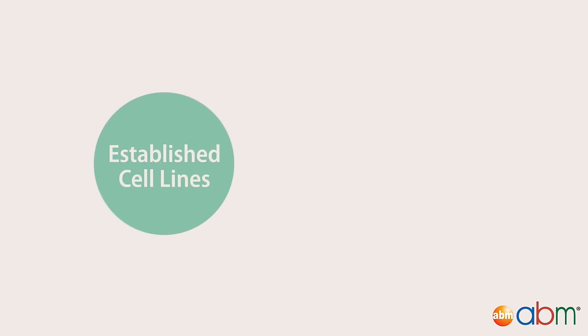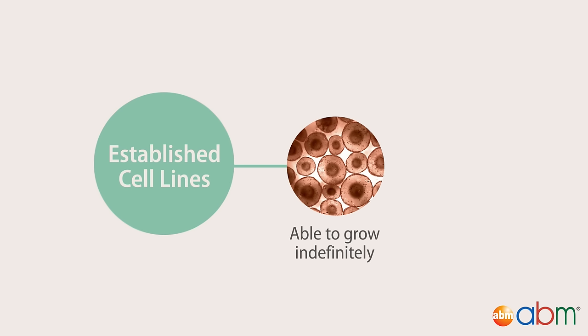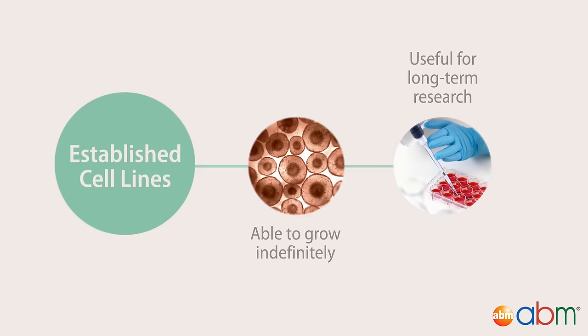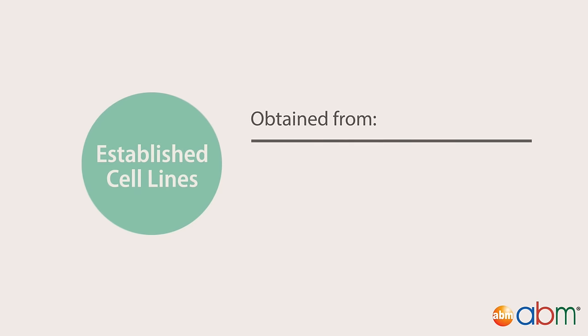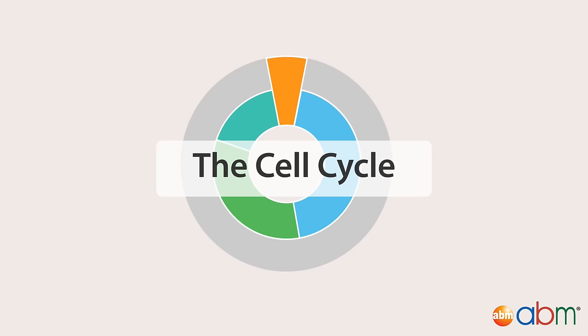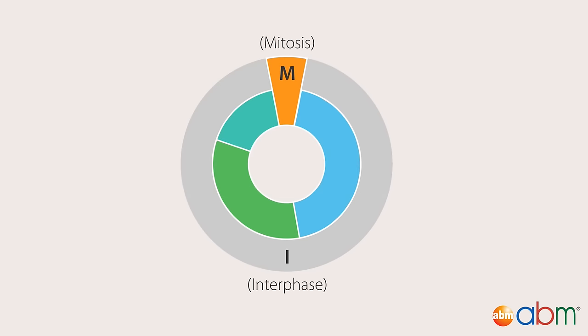Established cell lines, on the other hand, are able to escape the normal constraints of the cell cycle and grow indefinitely, making them extremely useful for long-term research. Whereas primary cells are obtained directly from donor tissues, cell lines can be derived from clinical tumors or created from transforming primary cells with viral oncogenes or chemical treatments. These reagents or treatments target one of the checkpoints in the five phases in the mammalian cell cycle.